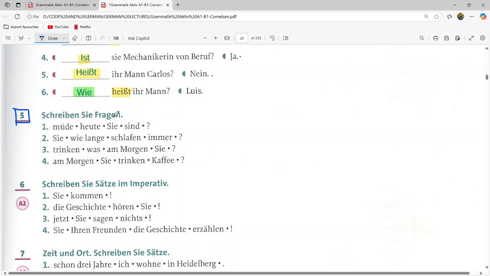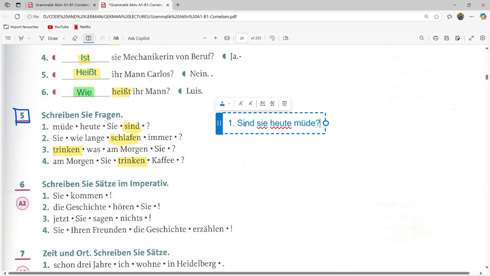Schreiben Sie Fragen. Okay, write down the questions. So to write down the questions, very easy. We have to at first determine where the verb is. Verb is this one, verb is this one, verb is this one, and verb is this one. And now to write the questions, just put the verb at the very beginning of the sentence. So let's start. Sind Sie heute müde? Are you tired today?